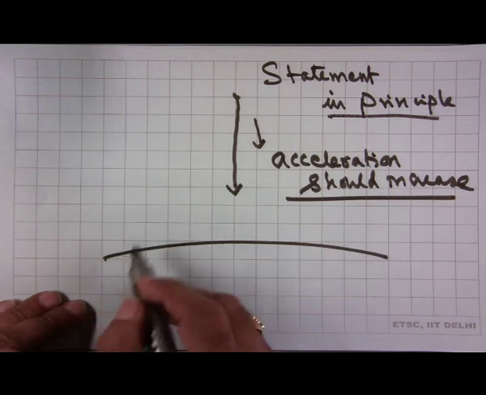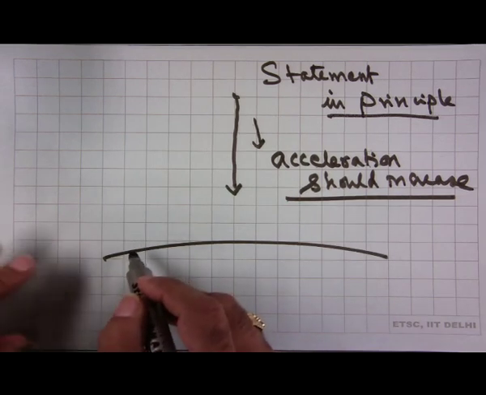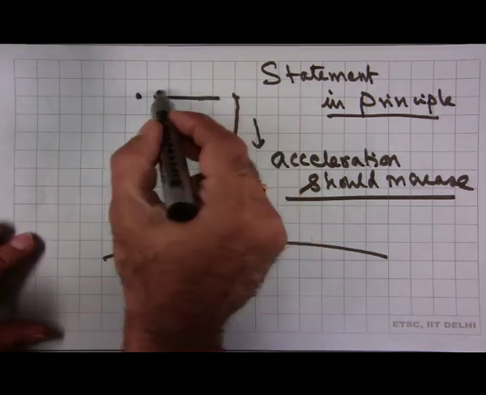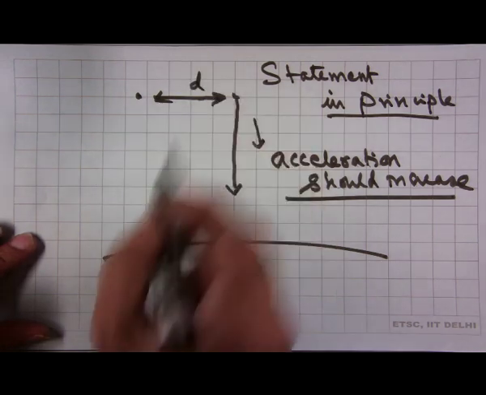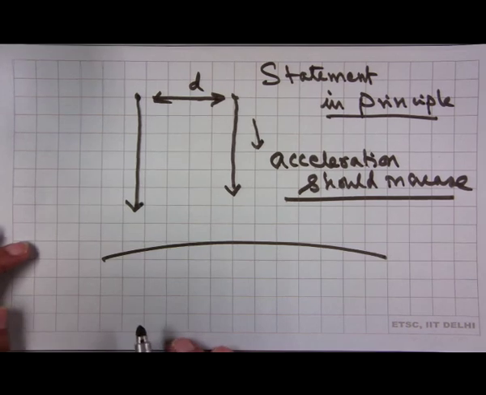In fact, there are many ways of formulating that. The other thing that you note is that if you drop two bodies, let us say separated by a certain distance d, Galileo would say that they would also fall down like this.